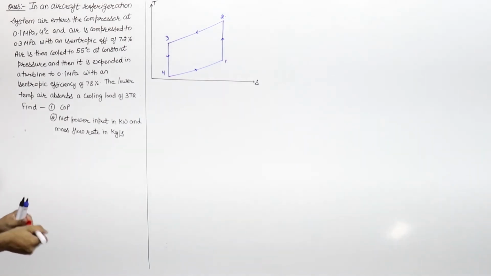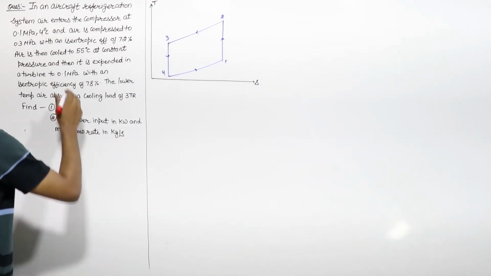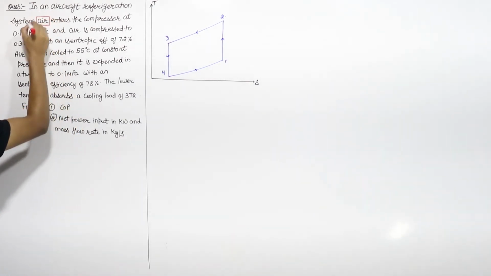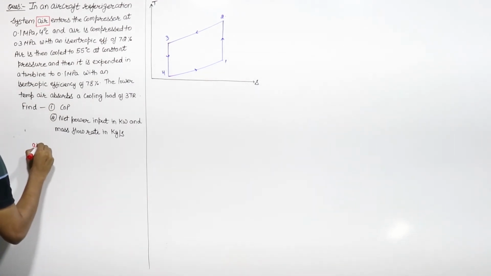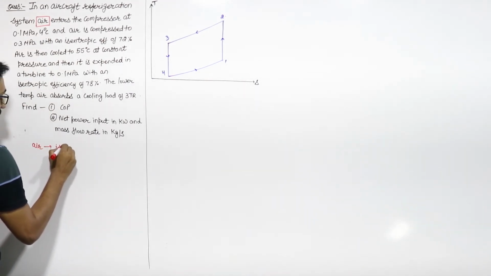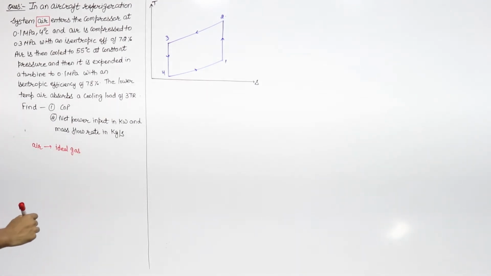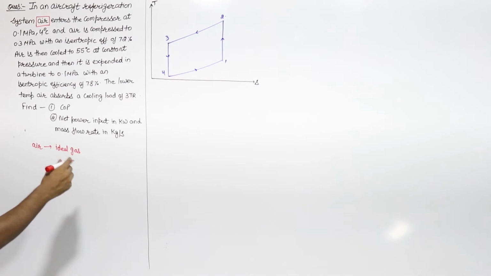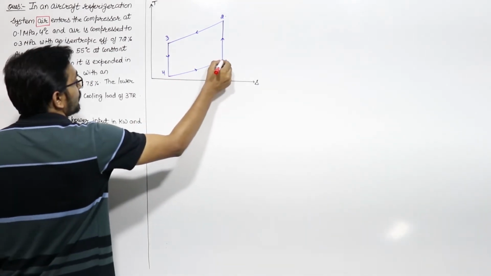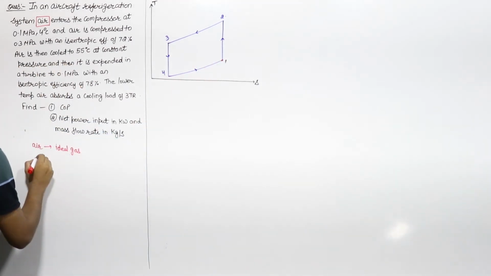Now let us start reading the question. In an aircraft refrigeration system, air is given, that means air can be treated as an ideal gas. Air is given, so we can treat it as an ideal gas. The air enters the compressor at this point.